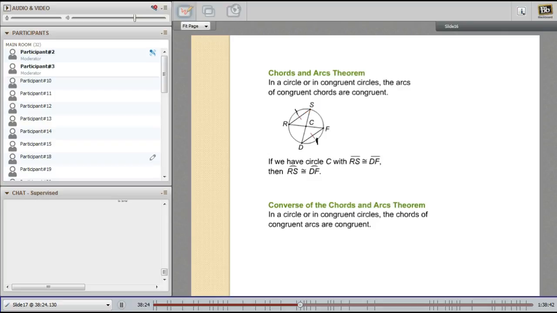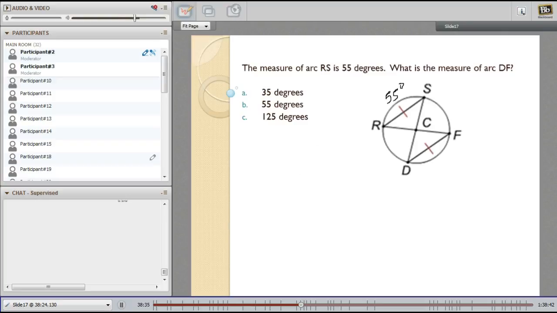Okay, so the measure of arc RS is 55 degrees. So arc RS is 55 degrees. What is the measure of arc DF? Okay, so you guys can choose A, B, C for this one. What is the measure of arc DF? And you can see that these 2 chords are congruent. Chord RS and chord DF are congruent to each other. So if arc RS is 55 degrees, what is arc DF? Okay, choose your answer, A, B, or C.